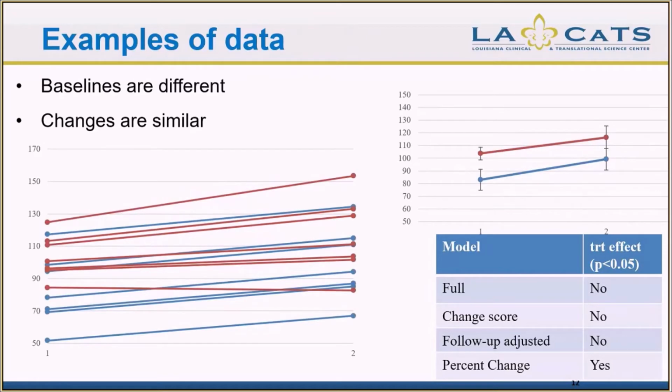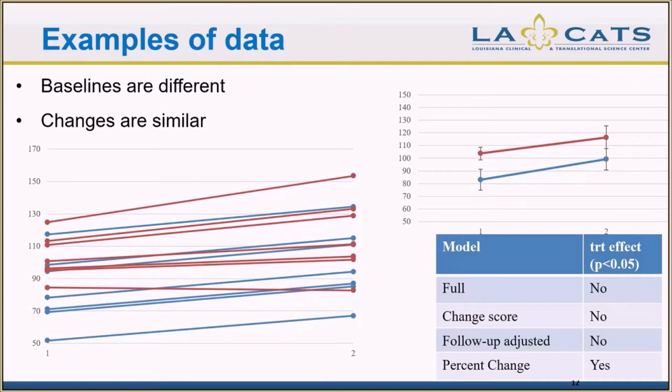But let's go to the next step. Here, we're going to look at data where the baselines are different, but the change scores are similar. So if you look at the plot on the left, we can see generally the red dots at time 1 are a little bit higher than the blue dots at time 1, but they're all trending upward. So looking at that mean plot on the other side, again, those baselines are starting at different values, but they're kind of going up on the same trajectory.